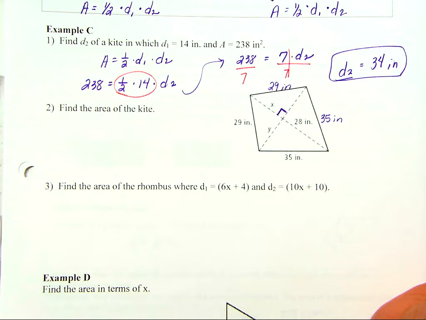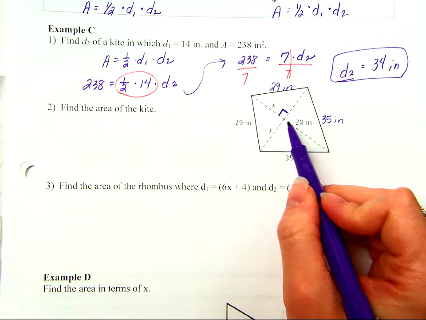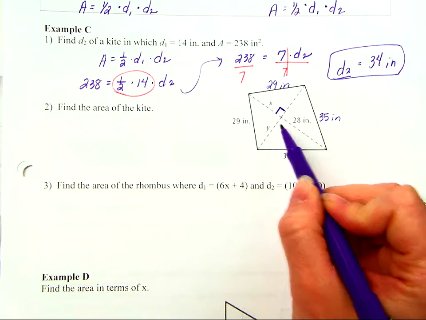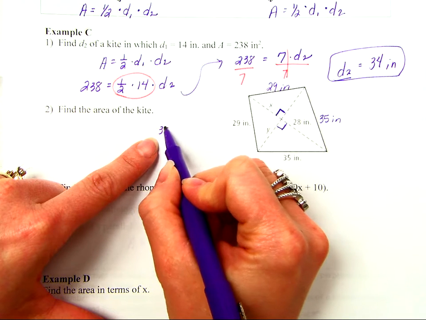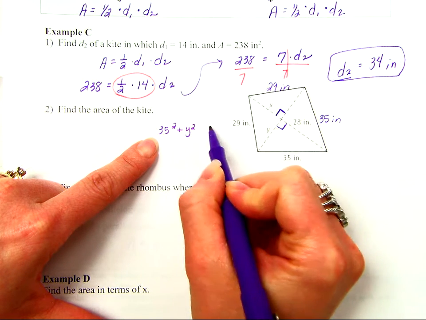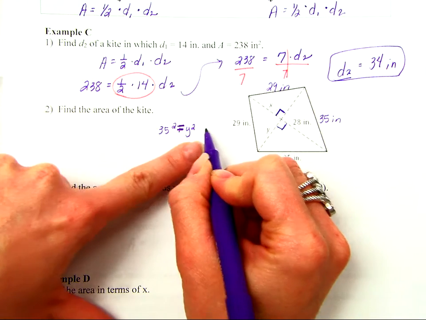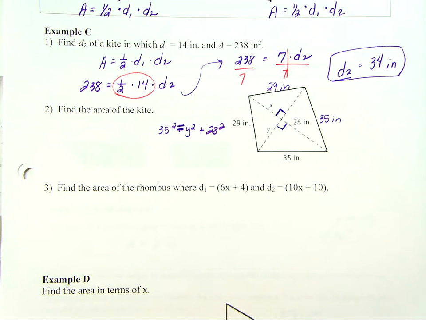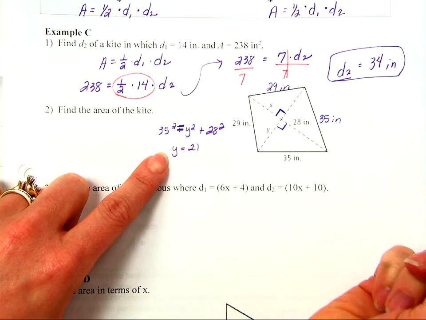So we do actually have some right triangles that are formed. And if I take a look here at this right triangle, I can go ahead and solve for y first, as I can use the Pythagorean theorem. Oh, excuse me, 35 is my hypotenuse, so we're going to say 35 squared equals y squared plus 28 squared. If we go ahead and solve, we'd actually end up finding that y is 21.